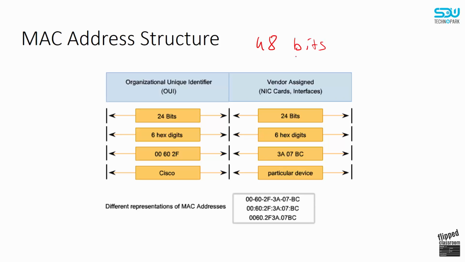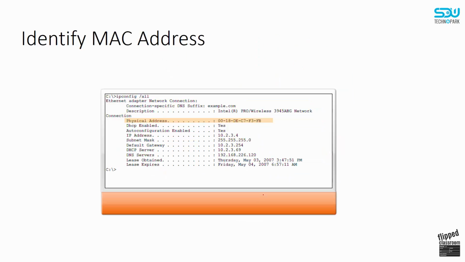It is represented in hexadecimal, and it is divided into 2 parts. The first 24 bits describe the OUI, organization unique identifier, and the second 24 bits describe the vendor-assigned NIC cards or just interfaces. Hexadecimal has values from 0 to F, and a MAC address can be represented in different ways: you can see dashes, colons, or a dot after 4 symbols of the hexadecimal value.